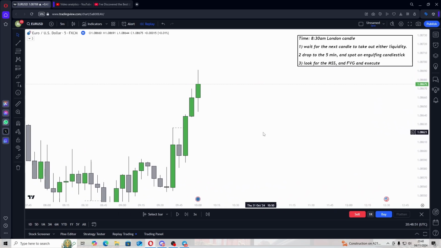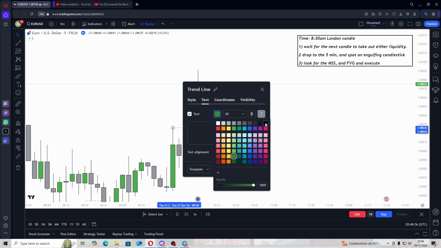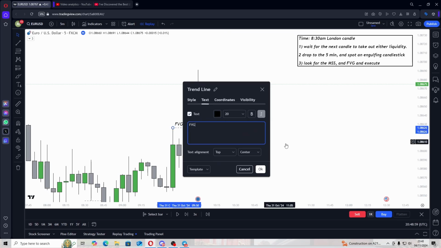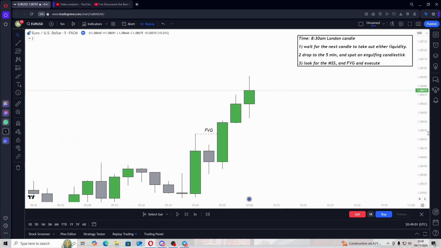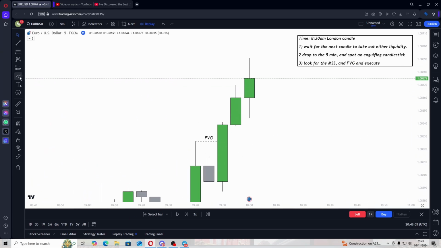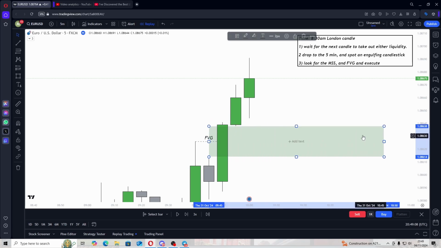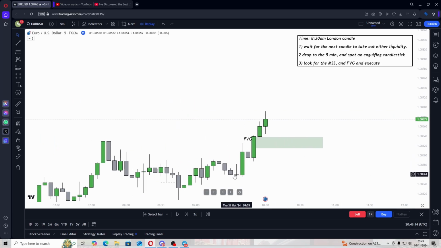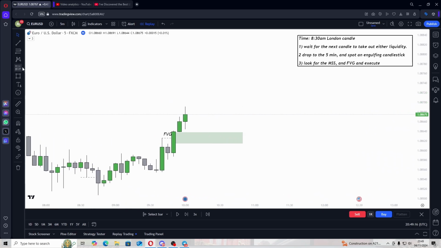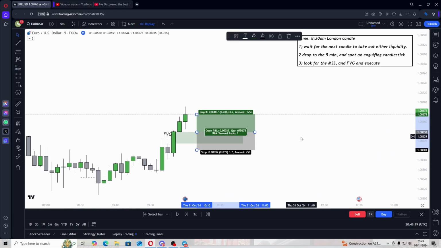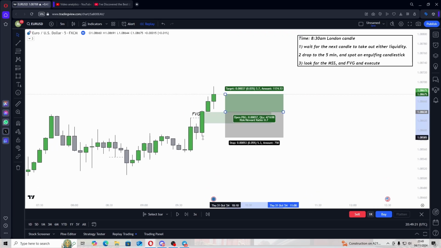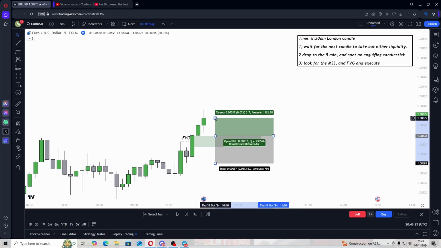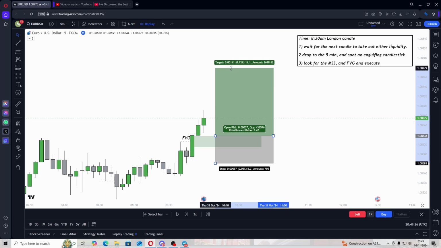Okay, so now there's our market structure shift, but where can we actually identify the fair value gap? Okay, you might be asking. What I'm going to be showing you right now. The fair value gap you can see is right here. So I'm just going to be marking it out with my rectangular tool. This is going to be the fair value gap that we're going to be using to enter and actually dominate this market. Okay, so I'm going to be entering off of here, putting my stop loss just below this candle of the FVG, and putting my take profit at a 1 to 2.5 risk reward ratio.